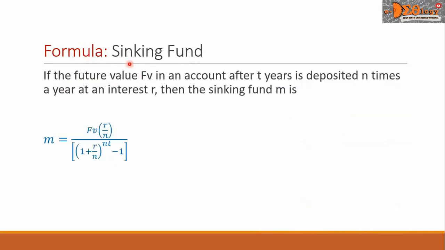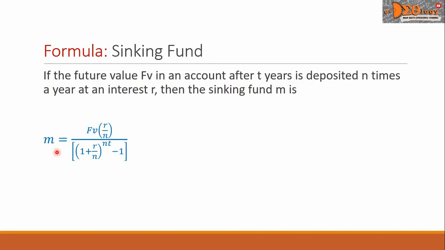This is the formula for the sinking fund. If the future value denoted by FV in an account after T years is deposited N times a year at an interest R, then the sinking fund M is denoted by this big formula here.